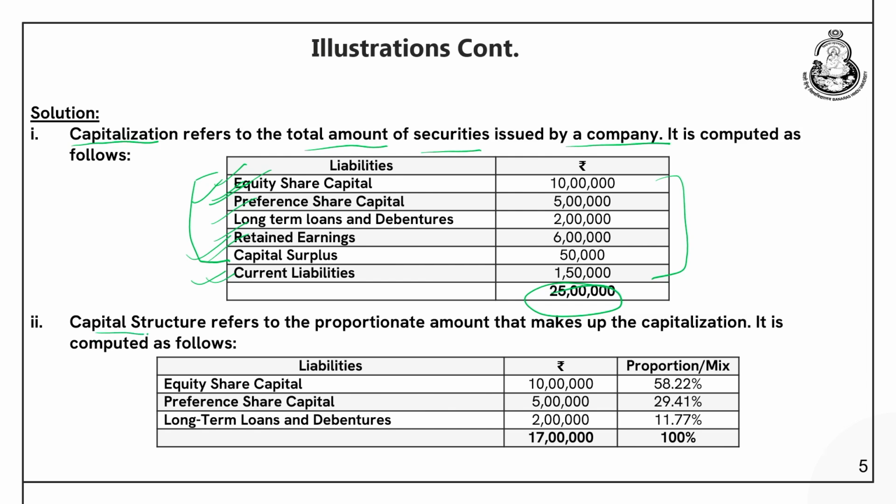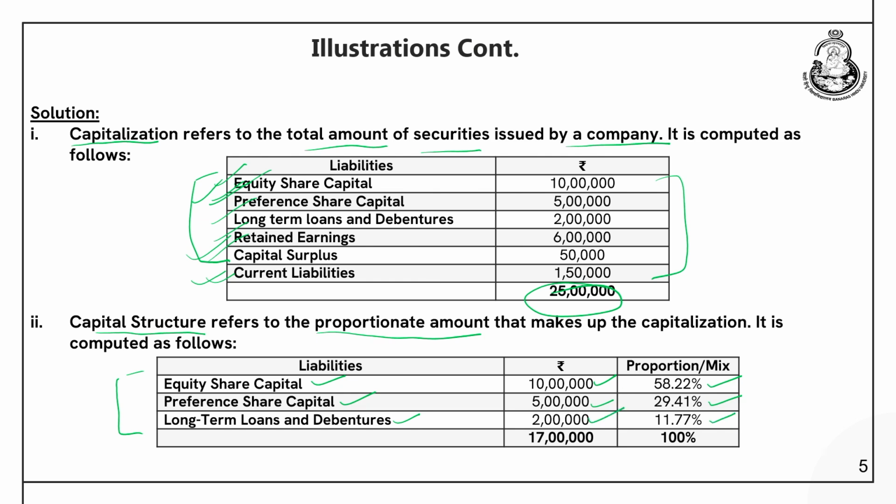But when we talk about the capital structure, here we only focus on the long term sources of funds, and we do not take into consideration the short term liabilities. So, initially we take into consideration the equity share capital, the preference share capital, and the long term debentures and their respective proportions. If we see, the equity share capital is of 10 lakhs and it has 58.22% of the total capital, and then 5 lakhs of preference shares, which is 29.41%, and 2 lakhs of long term loans, which contributes 11.77%.